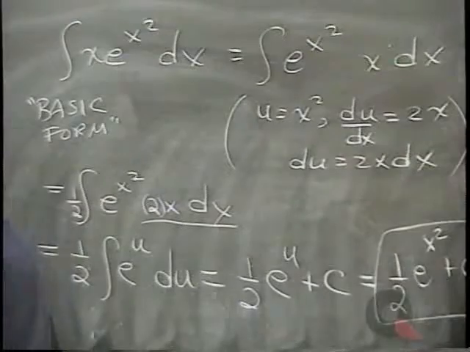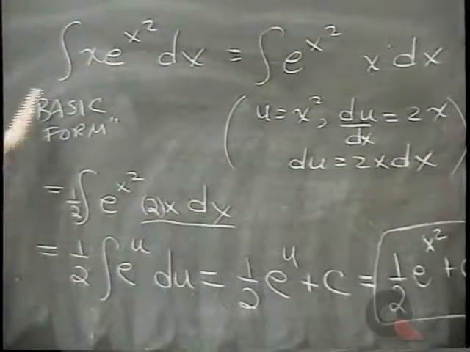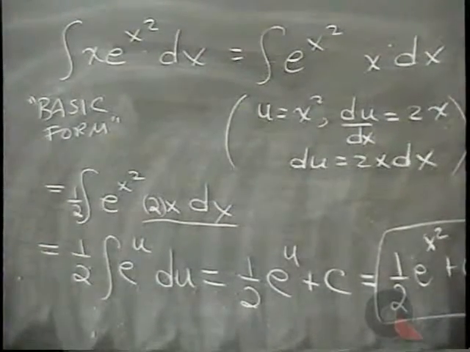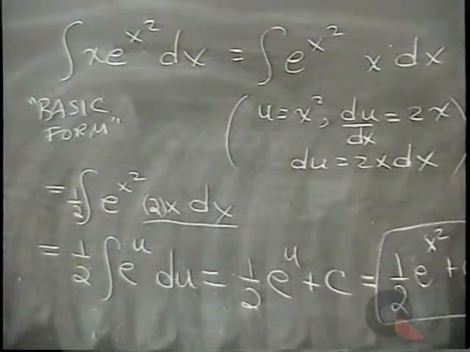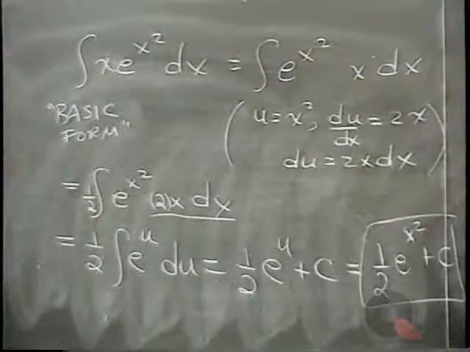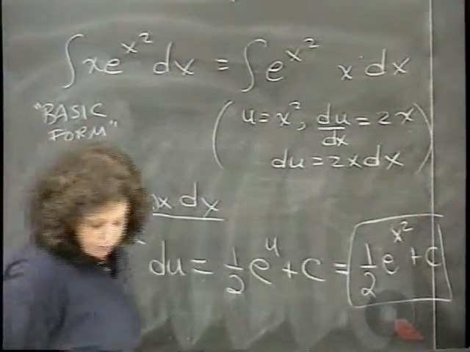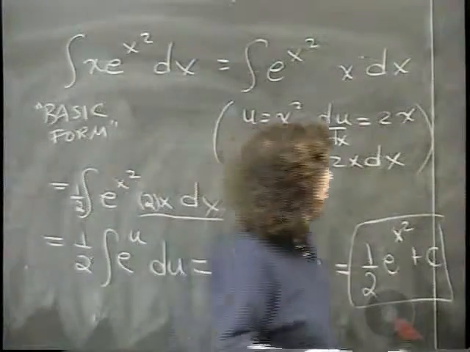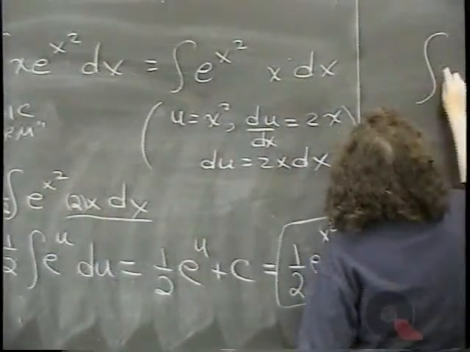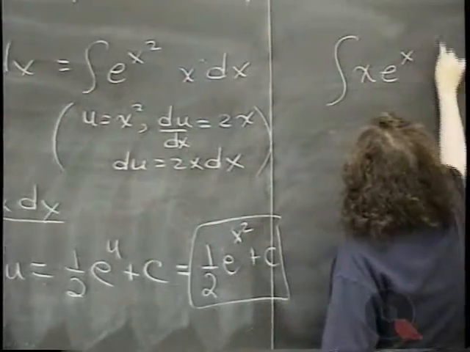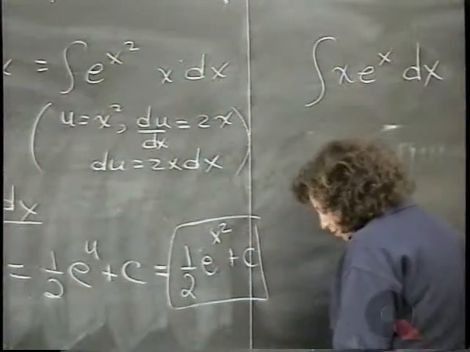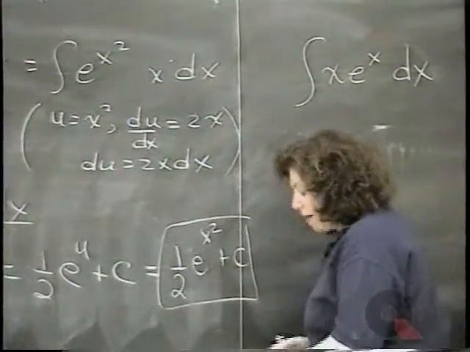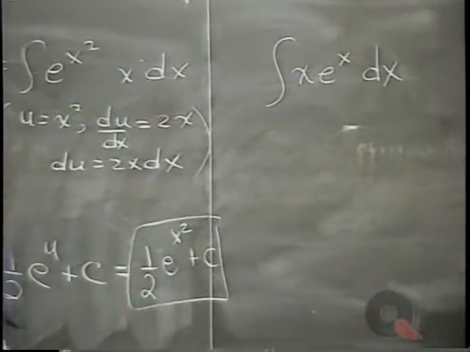And therefore, even though it's a product of algebraic and transcendental, you are expected to know how to do this, that this is in a basic form. Okay, let's say we wanted to integrate instead x e to the x dx.